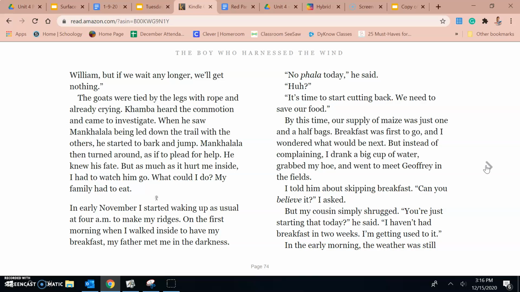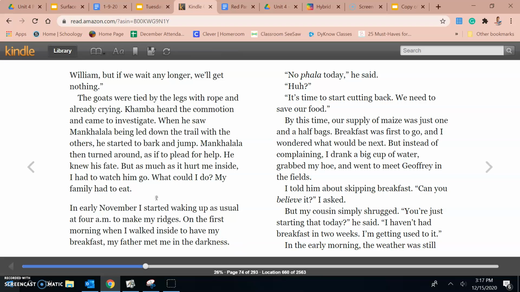The goats were tied by the legs with rope and already crying. Kamba heard the commotion and came to investigate. When he saw Mankahala being led down the trail with the others, he started to bark and jump. Mankahala then turned around as if to plead for help. He knew his fate, but as much as it hurt me inside, I had to watch him go. What could I do? My family had to eat.